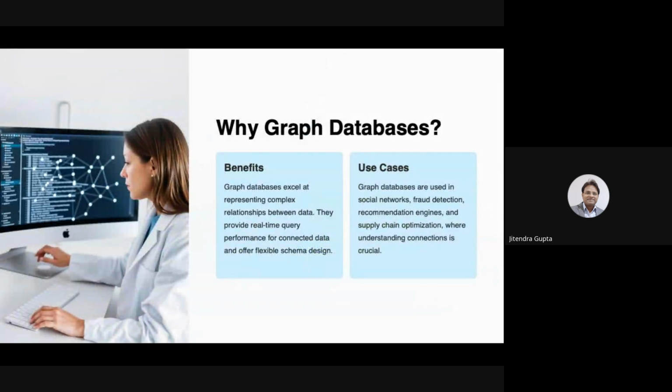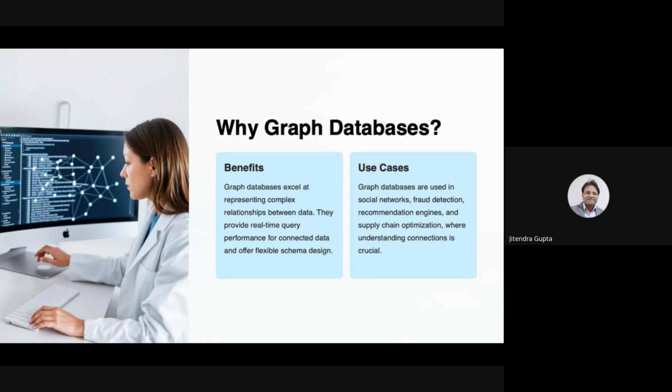Okay. What are the use cases? That's mostly social networking, even fraud detection. One of the use cases that I'm currently invested in, where I'm involved, is more on the fraud detection part. Okay, and the recommendation engine is also something I'm currently working with.